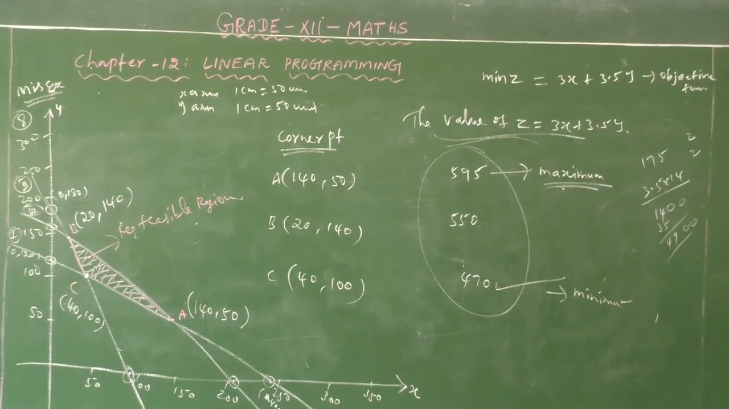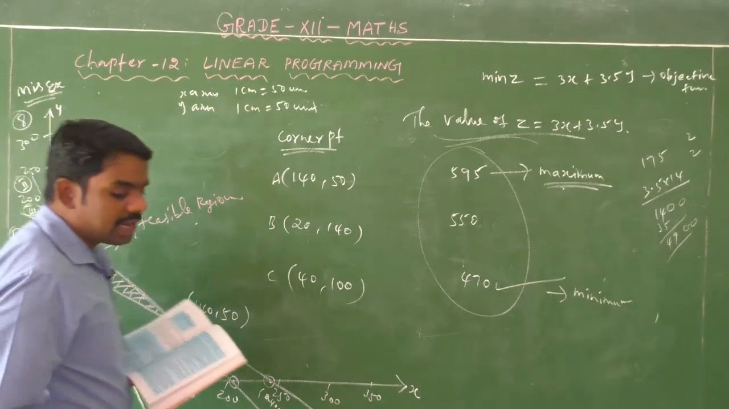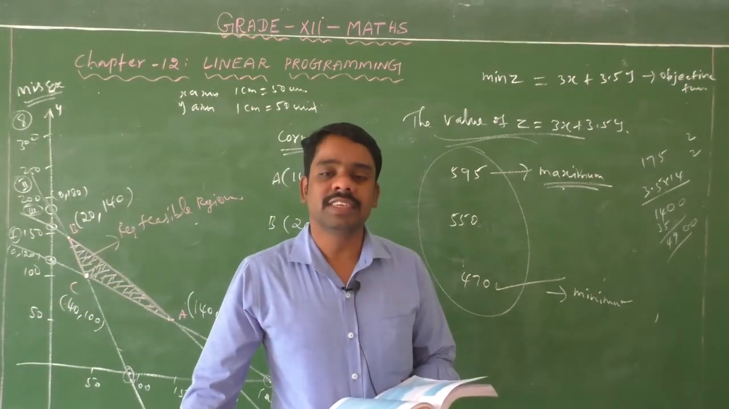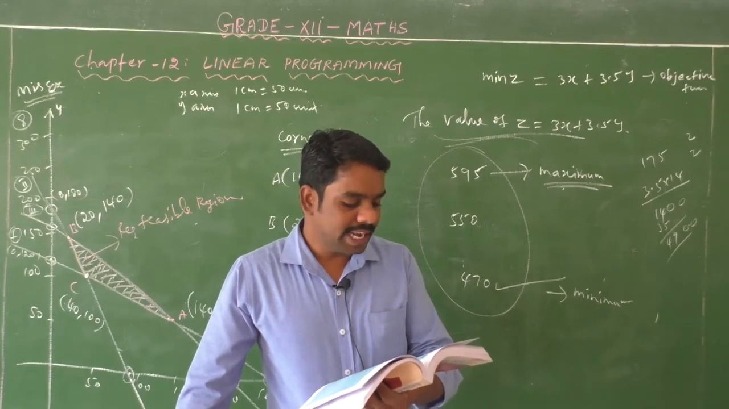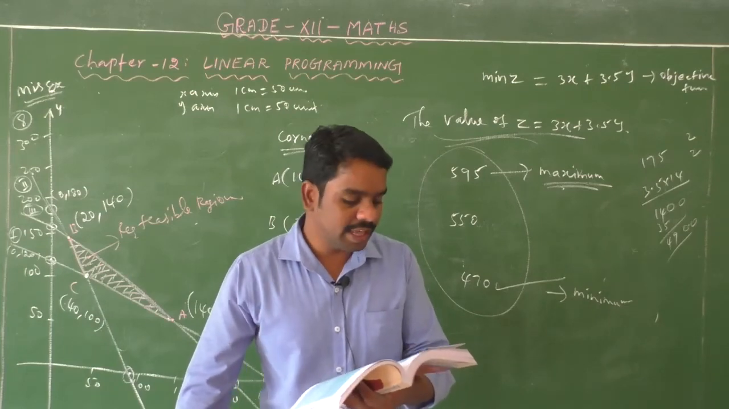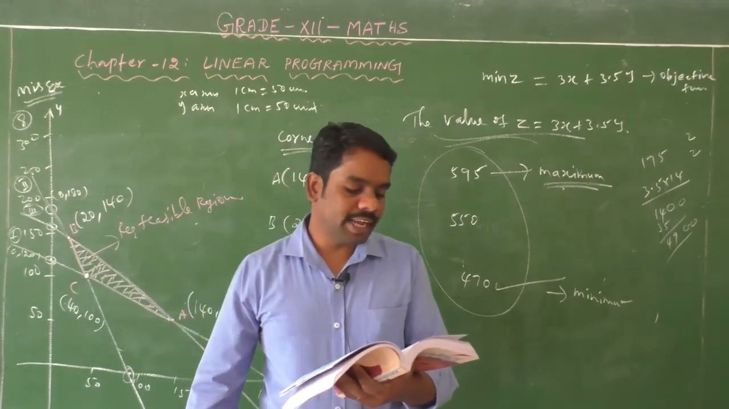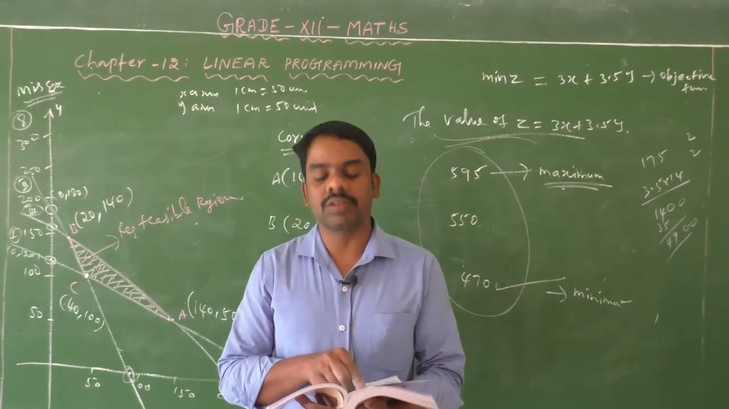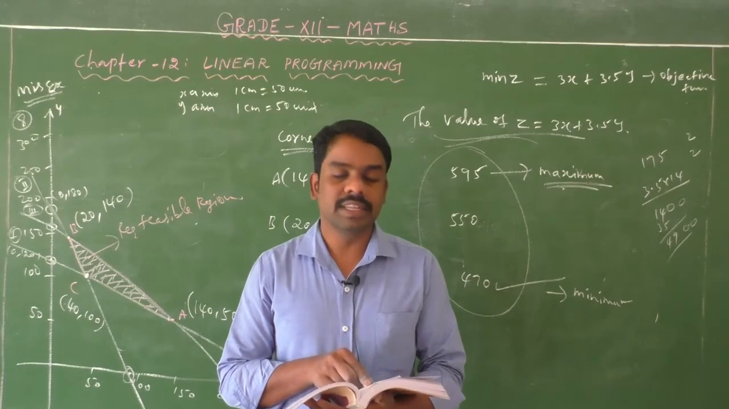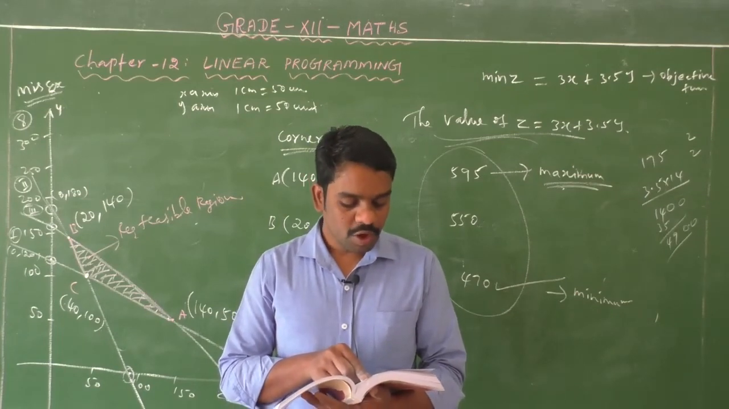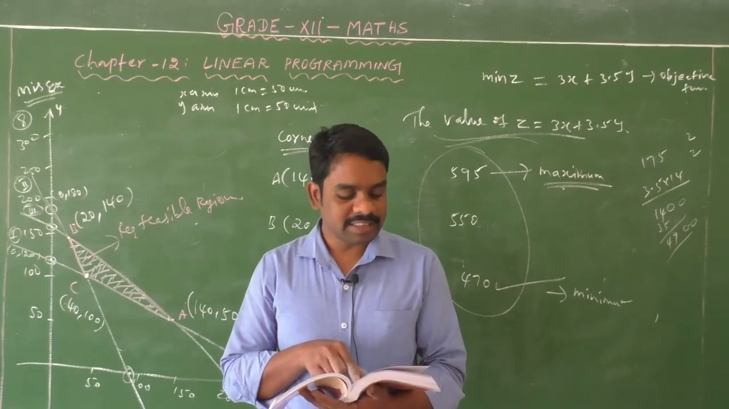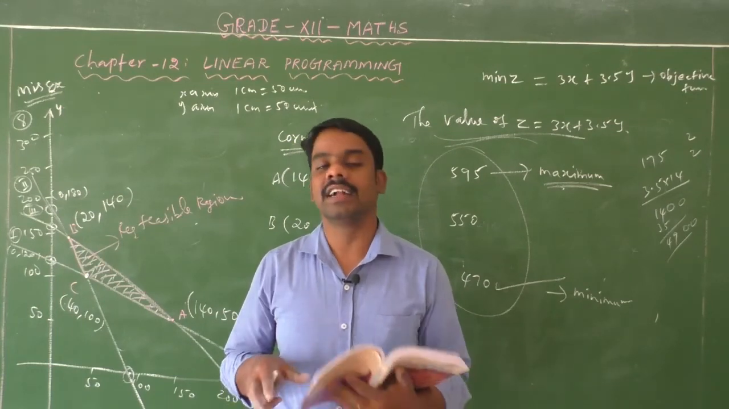Right. Listen. Next, question number 9. Same as the 8th question method. Refer to question number 8. If the grower wants to maximize the amount of nitrogen added to the garden, how many bags of each brand should be added? What is the maximum amount of nitrogen added?